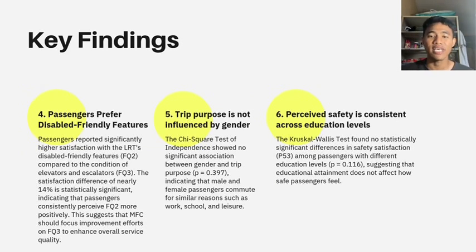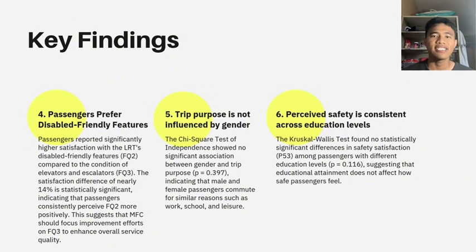The test resulted in a p-value of 0.397, which is significantly higher than the usual significance threshold of 0.05. This tells us that the result is not statistically significant, and we must fail to reject the null hypothesis. Simply put, there is no meaningful association between gender and the reason for using the LRT. Both male and female passengers in the survey report similar trip purposes, with many of them commuting to and from work or school or travelling for leisure.